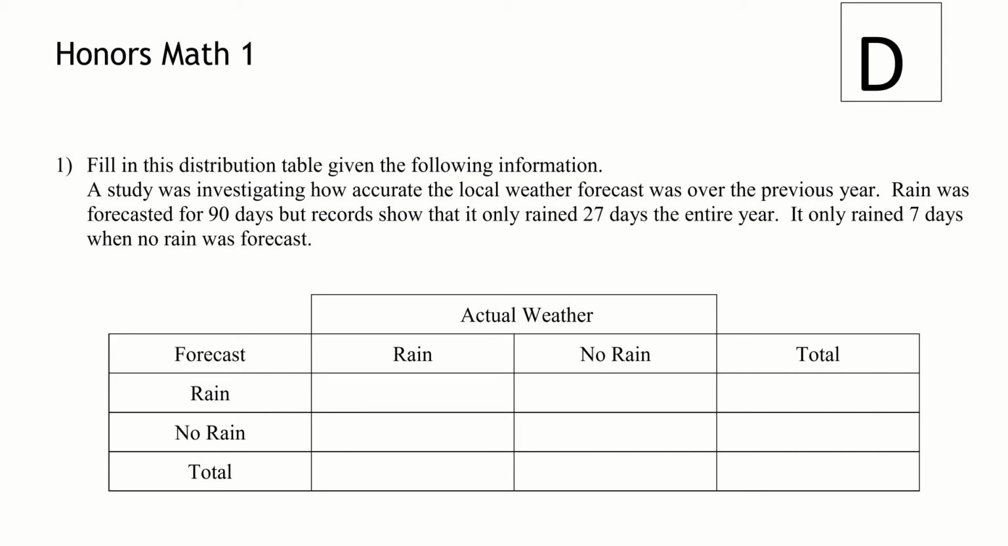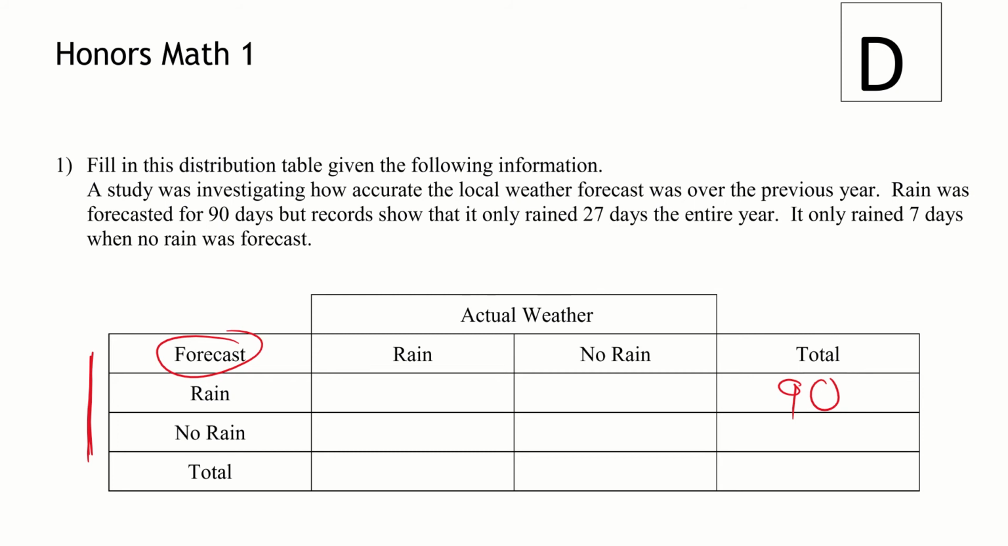It says, fill in this distribution table given the following information. A study was investigating how accurate the local weather forecast was over the previous year. Rain was forecasted for 90 days. Okay, so rain was in the forecast for 90 days. If I look at this, this is the forecast, right? These rows are forecast going this direction. And rain was forecast for 90 days.